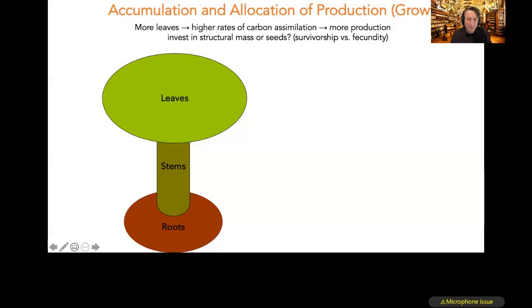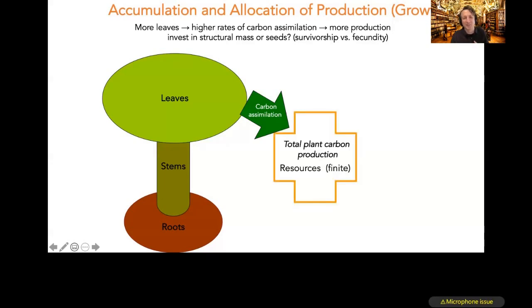So obviously, if you have more leaves, higher photosynthetic rates, you could possibly allocate to increase your survivorship and fecundity, right? So we can take our leaves and our photosynthesis and our carbon assimilation, and we can allocate that to resources that are finite, that we're going to use to produce maybe fruit or seeds, okay, to increase our fecundity, right?